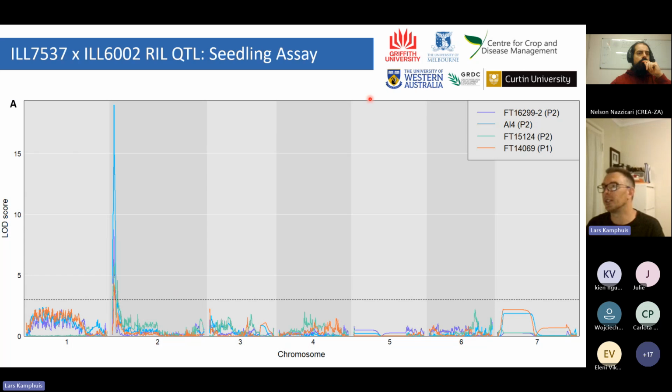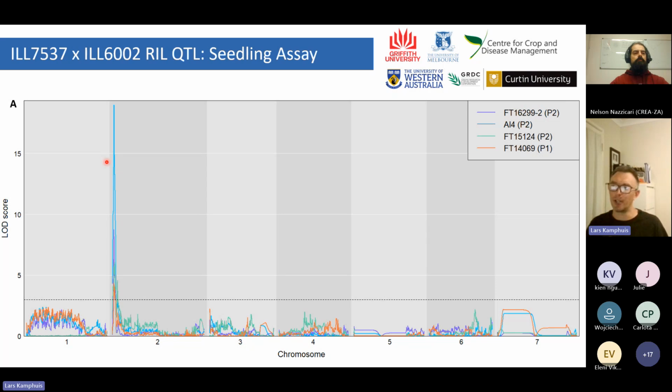And this was a population that was developed in collaboration with the University of Melbourne, Griffith University, and University of Western Australia. And this population we inoculated with 4 different isolates: 3 pathotype 2 isolates and 1 pathotype 1 isolate. And again, what we found was a really strong locus on the short arm of chromosome 2 that was effective against both pathotypes 2 and pathotype 1, as you can see here.